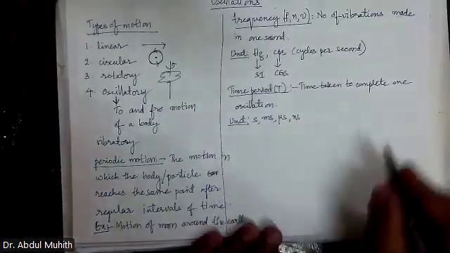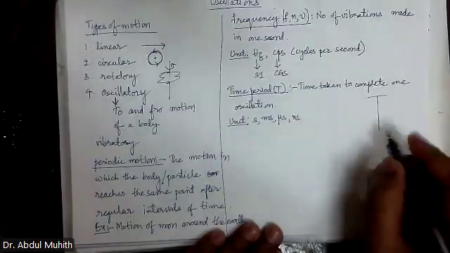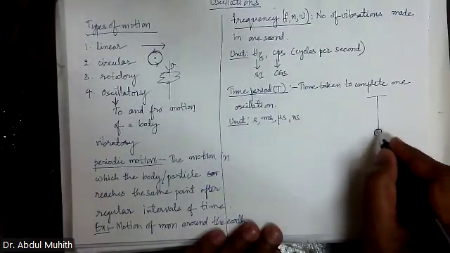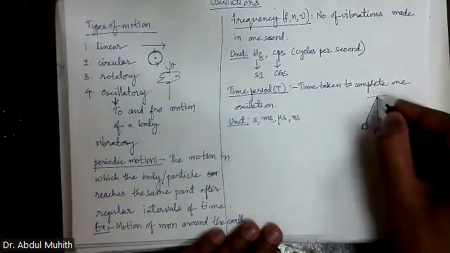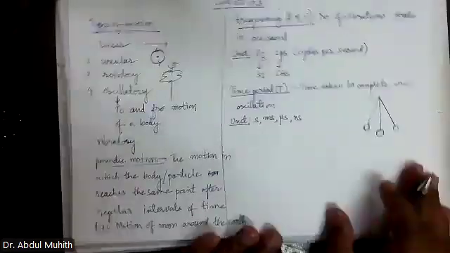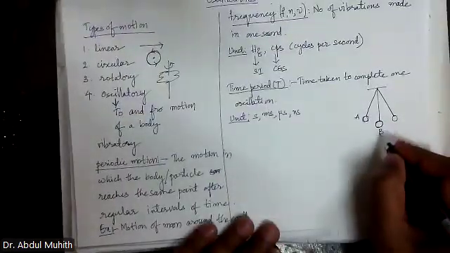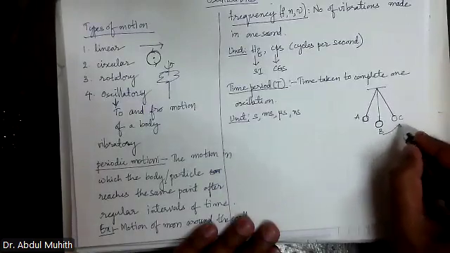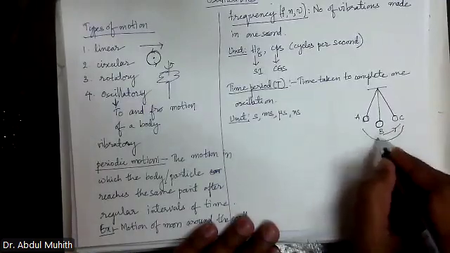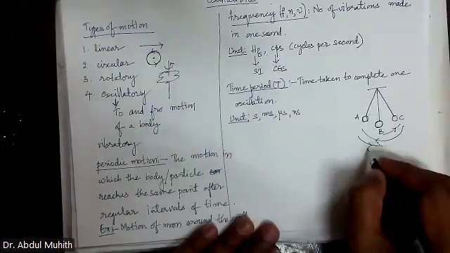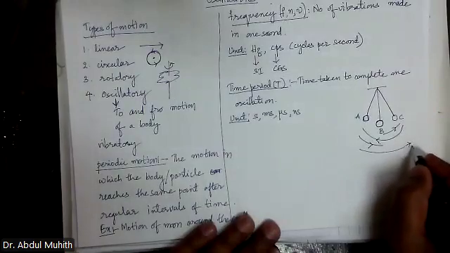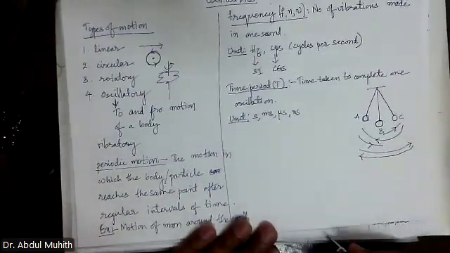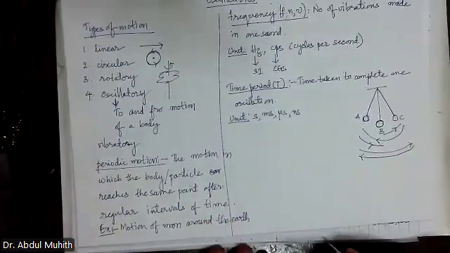How do you say that? Suppose this is a simple pendulum, a simple example I'm taking. You know a pendulum, right? Suppose this is A, B, and C. The body goes from here, returns like this, and again comes back. This is one oscillation. Or we can go from one end to the second. This is one oscillation. The time taken to complete one oscillation is the time period.